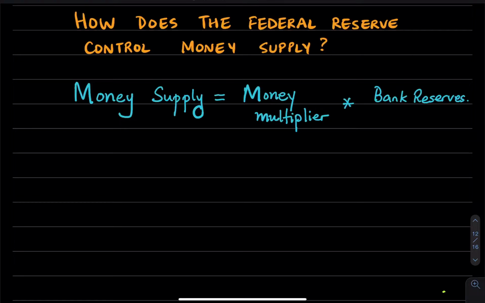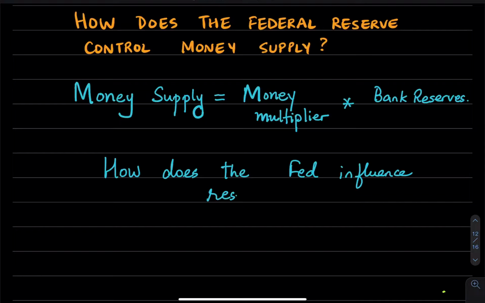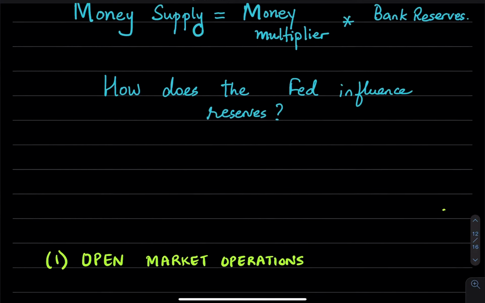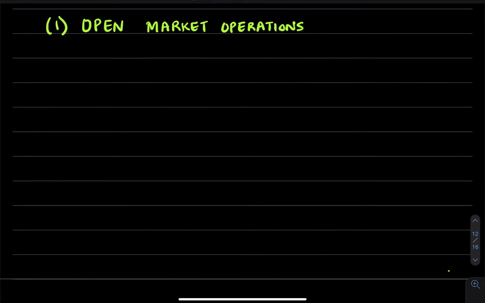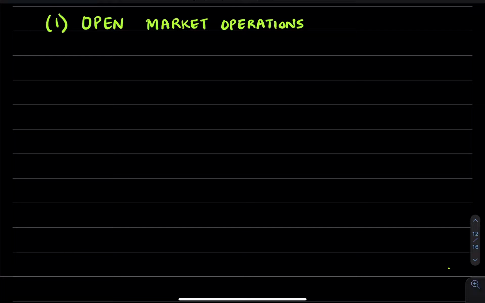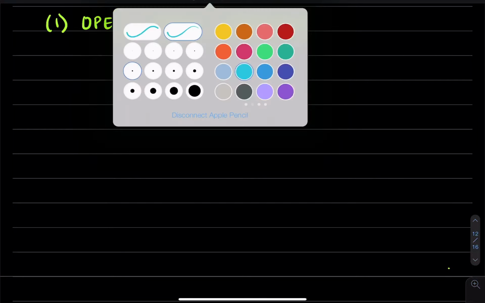And so this brings us to the question of how the Fed influences reserves. You're familiar with one technique, but we'll talk about what the Fed does on a more frequent basis. So the first tool with which the Federal Reserve is able to influence the quantity of money in the system is called an open market operation.